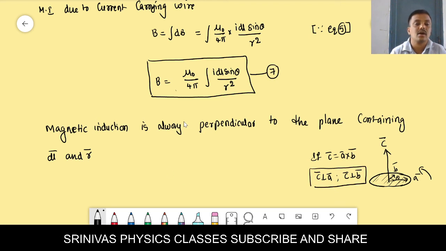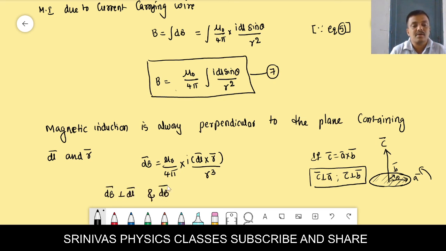Similarly, here also we have the vector form of Biot-Savart law, that is mu naught by 4 pi into I into dl bar cross r bar by r cube. Here also the same: dB is equal to some constant into dl bar cross r bar. That indicates that dB is always perpendicular to dl bar and dB is always perpendicular to r bar. The direction of dB is always perpendicular to dl and r. That indicates that magnetic induction is always perpendicular to the plane containing dl and r.